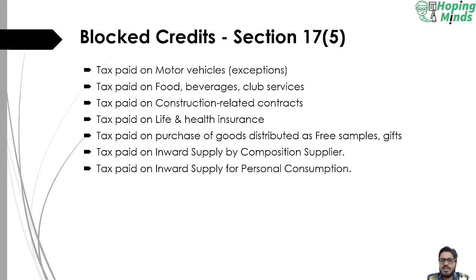Then tax paid on inward supply of composition supplier. A composition supplier is not required to pay GST and charge GST in the invoice. Hence, he is not allowed to avail the input tax credit against the purchases made by him. Tax paid on inward supply for personal consumption. Any inputs that accrue due to personal expenses shall not be allowed to be taken.